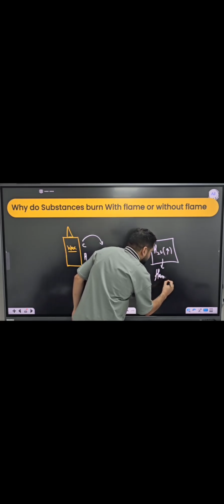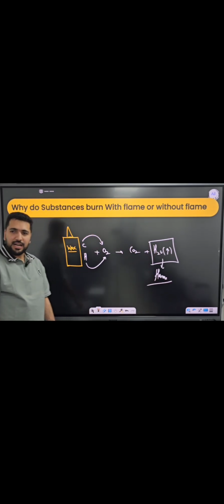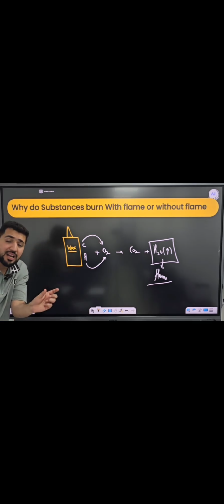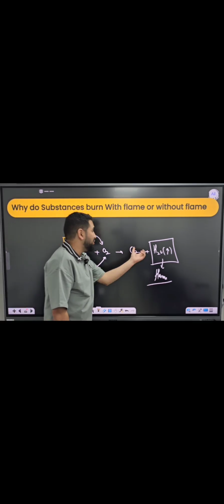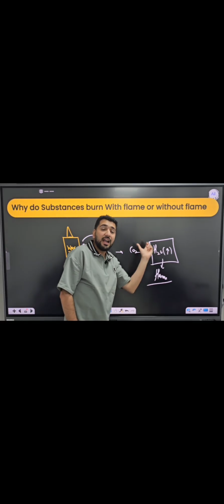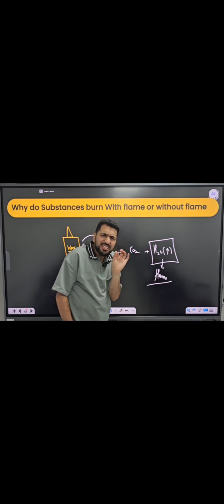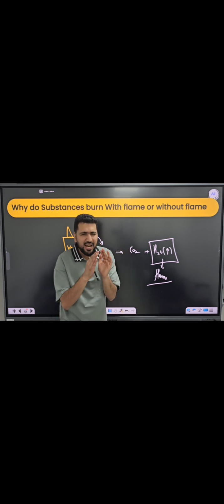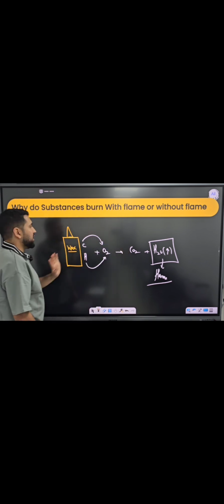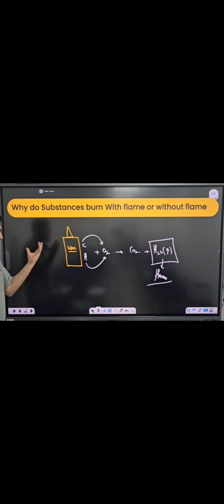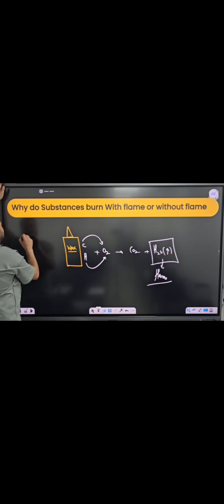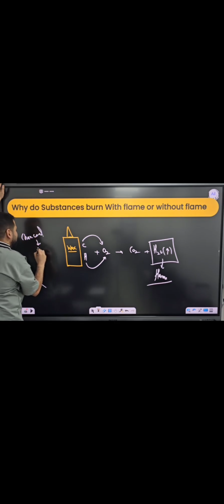Candle has a flame, right? If you burn a piece of paper, it will produce H2O in vapor form, and again there will be a flame. So a flame is produced whenever there are volatile substances present in the burning substance, right? If there are no volatile substances, then a flame will not occur. There will be a glow, for example, when you burn charcoal or coal, they only show glow.